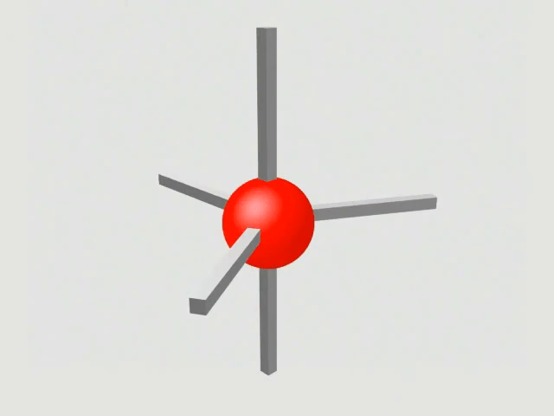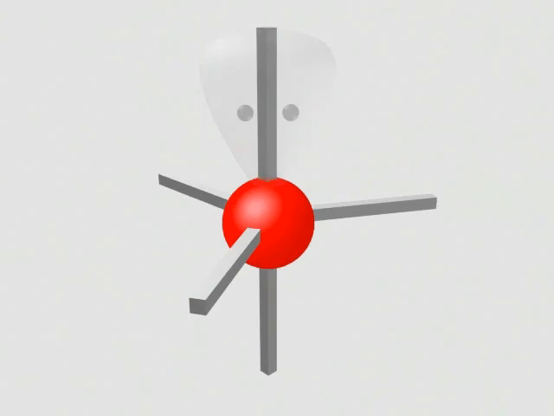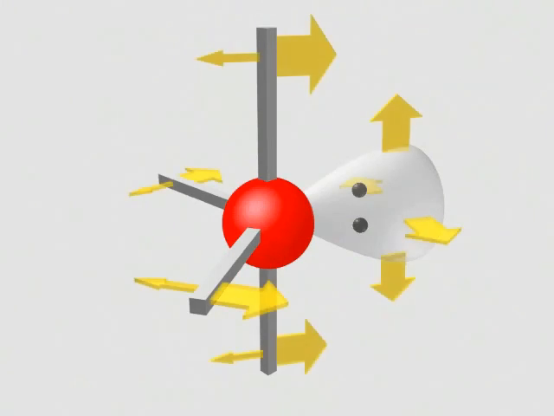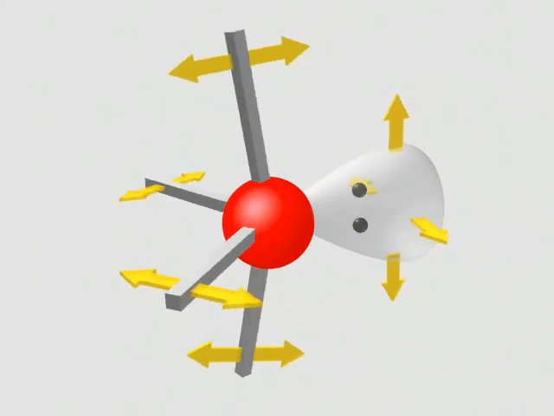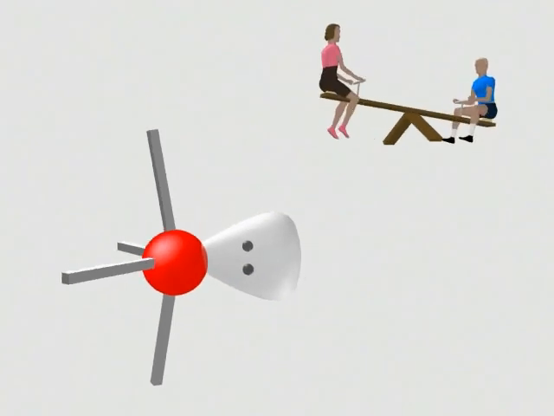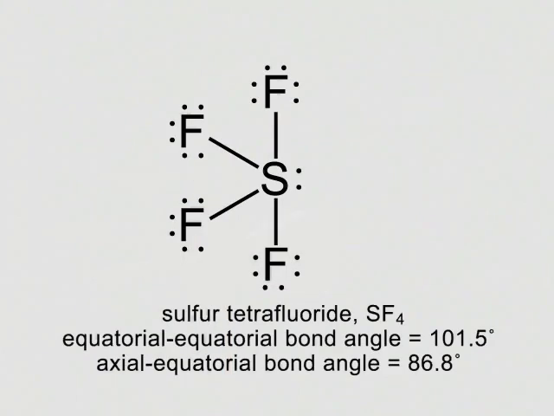Once again, when lone pairs are present, different shapes result. A lone pair in an axial position creates 3 strong 90-degree axial-equatorial repulsions, whereas a lone pair in an equatorial position creates only 2 90-degree repulsions. Therefore, to minimize the number of 90-degree repulsions, lone pairs always occupy equatorial positions. As before, lone pair repulsions reduce all other bond angles. With one lone pair, the object has a seesaw shape. Sulfur tetrafluoride is an example.